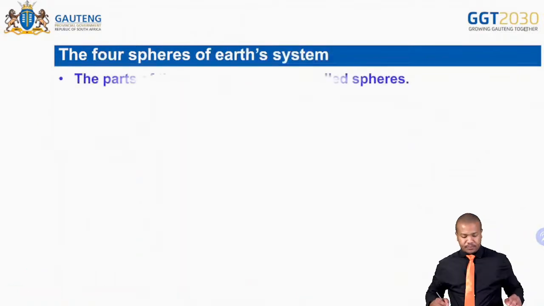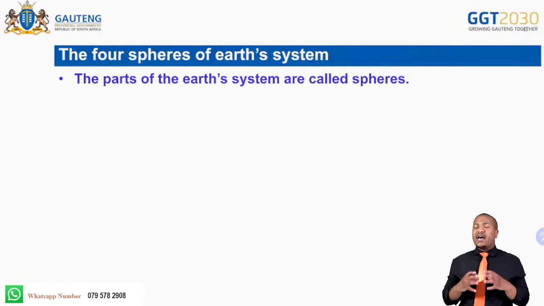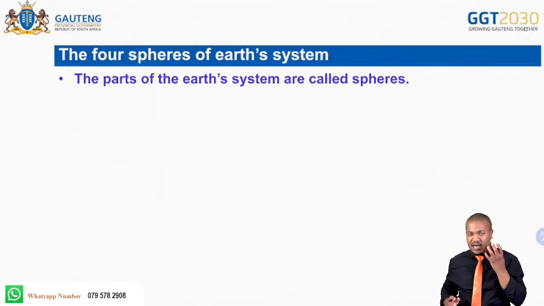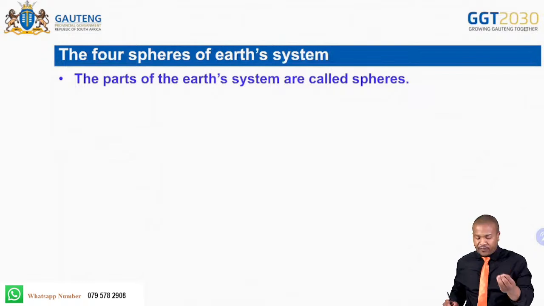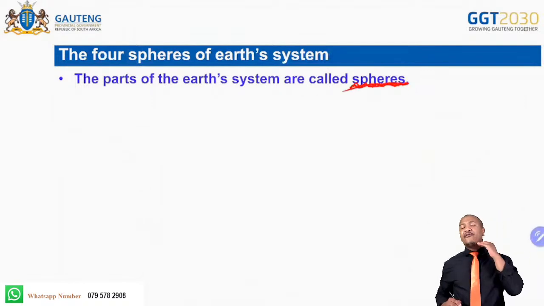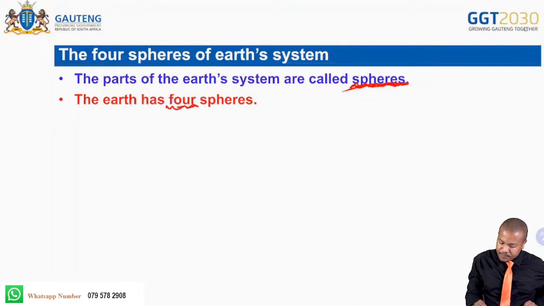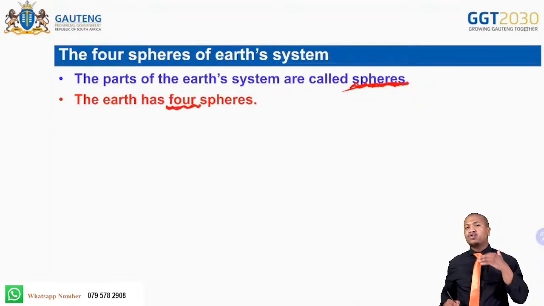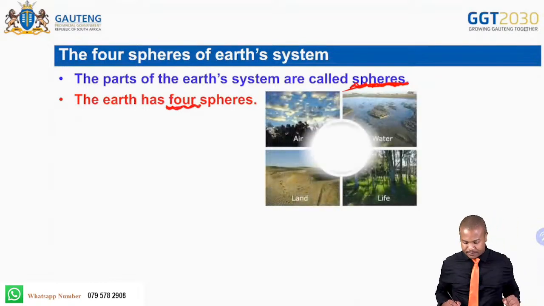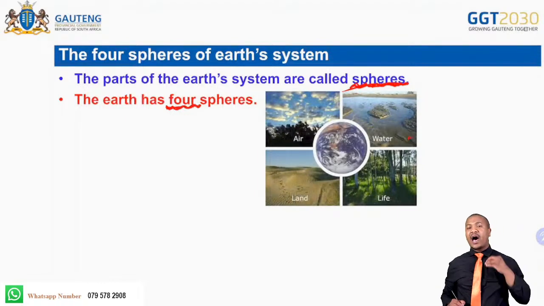As we said, the parts of the earth that are interacting with one another for us to be able to sustain life are called spheres. So the parts of the earth system are called what? Spheres. And there are four spheres of the earth as a system. How many? Four. And we're going to discuss them one by one. As I've alluded to in the previous slide, the water is our hydrosphere.